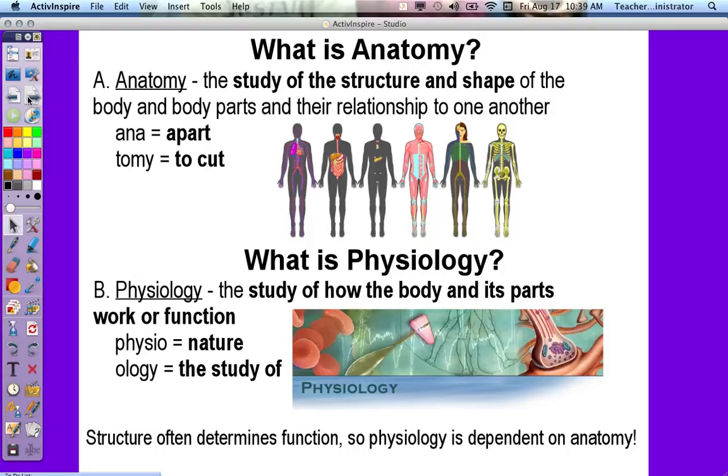Physiology is the study of how the body works or how its parts work. So physio means nature, ology means the study of. So physiology is the study of the nature of how your body functions. And something that's important to recognize is that the structure of your body often determines its function. So anatomy plays a huge role in physiology. That's why when you're born, if you happen to have problems anatomically, then it probably will also result in problems with your physiology and your body being able to function.